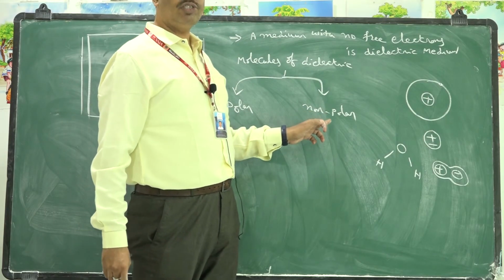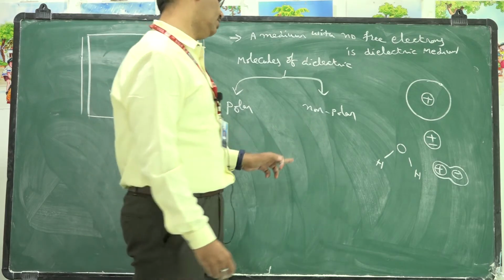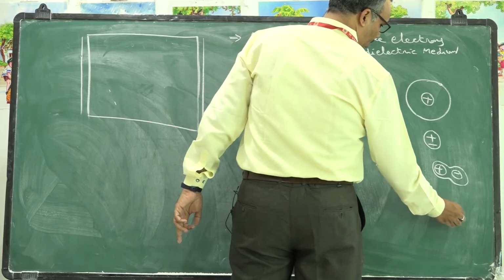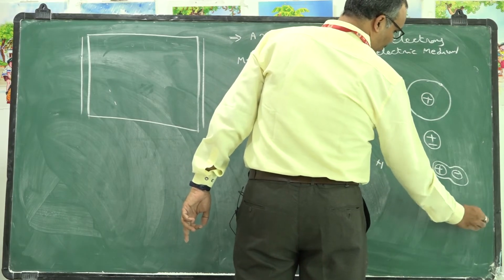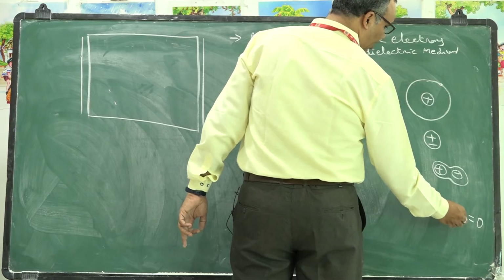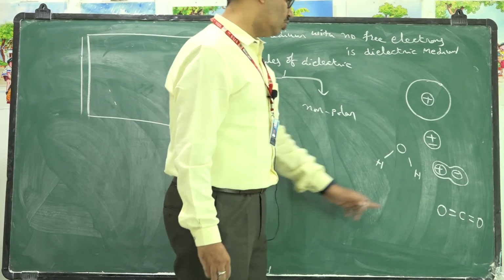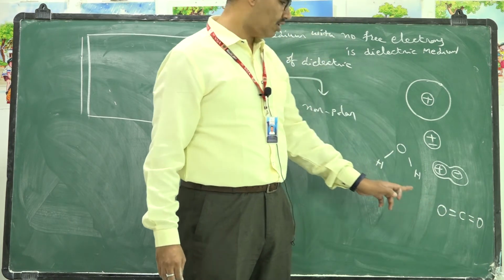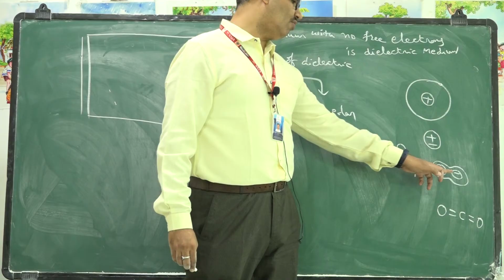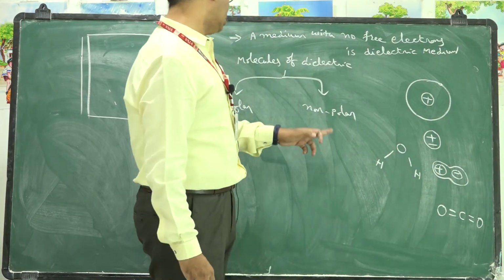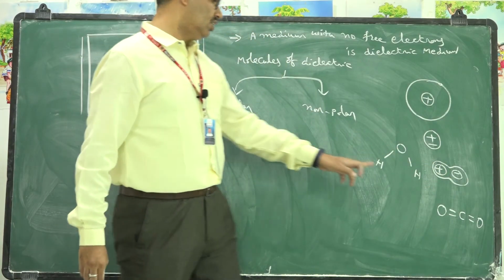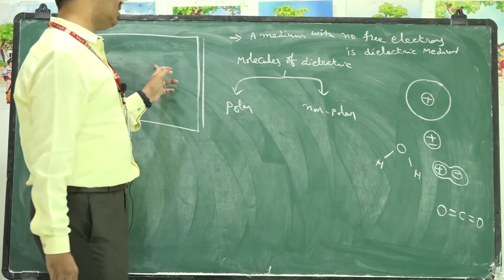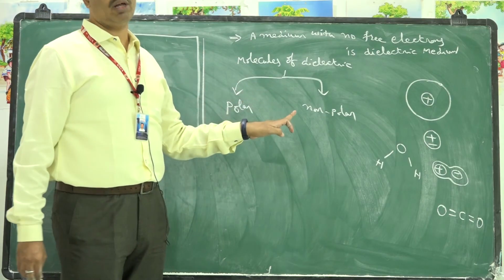There are certain molecules which are non-polar, like carbon dioxide. In carbon dioxide, oxygen, carbon, again oxygen. Due to the symmetry, the positive charge center and negative charge center coincide with one another. Whereas here there is no coincidence of positive and negative charges. Such molecules are called polar molecules. Such carbon dioxide like molecules are called non-polar molecules. So the dielectrics are made with either polar molecules or non-polar molecules.